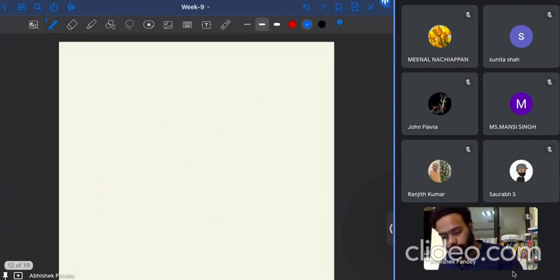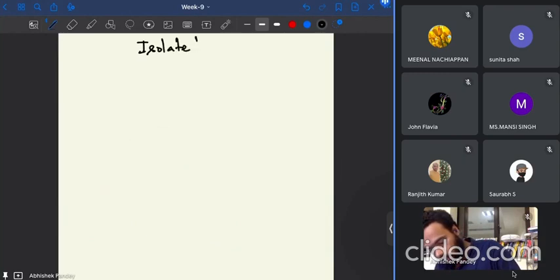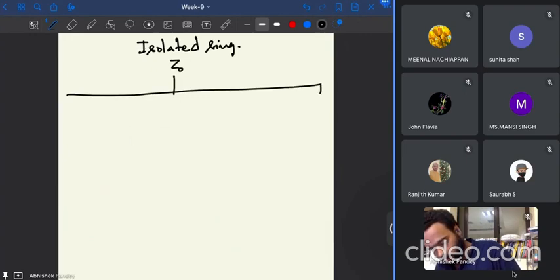Isolated singularities are divided into three types, basically because of the behavior of f(z) near the point z naught. You can check the limiting behavior. Let me write. An isolated singularity, let us say z naught, is divided into three types. One is removable, one we call pole, the third one we call essential.